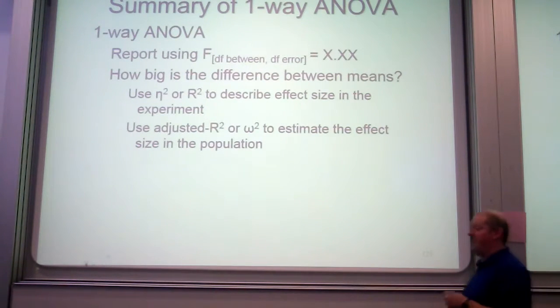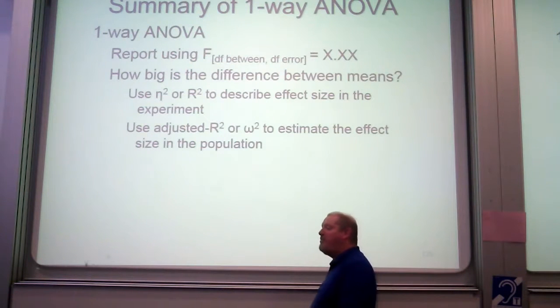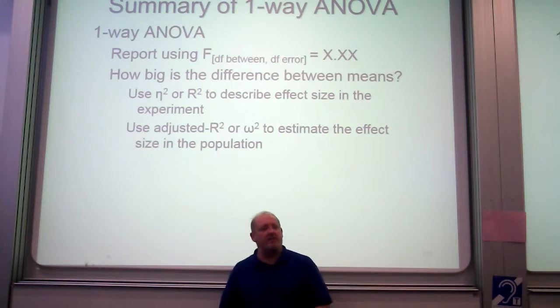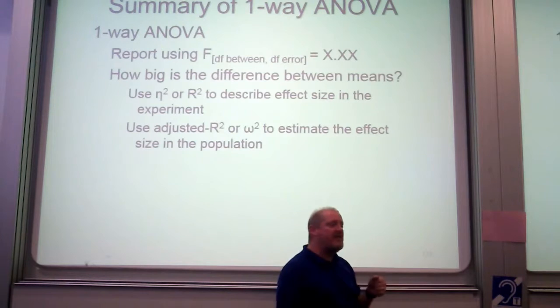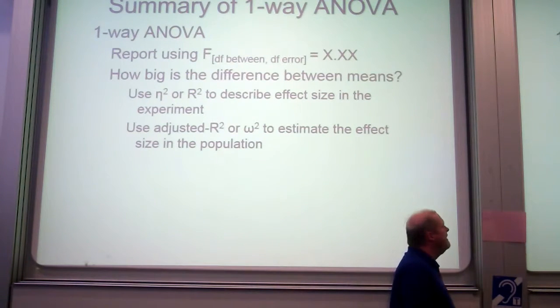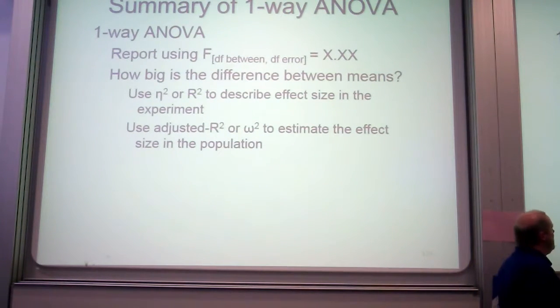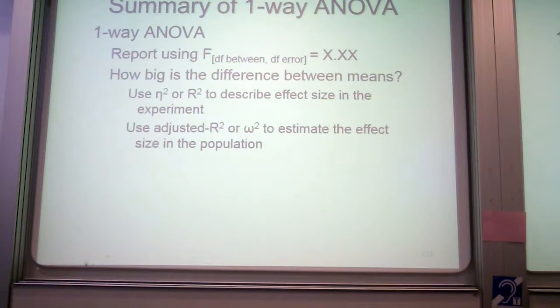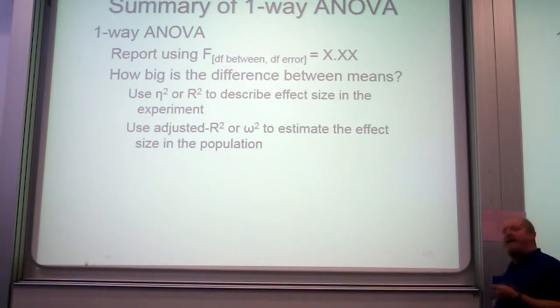How big is the difference? There'll be an associated p-value with that, of course. How big is the difference between the means? This is the effect size. This is the thing that sort of matters. Use eta squared or r squared to describe the effect size. There's another one in there, omega squared, which is another form of correction that can be used, or the adjusted r squared, for the effect size in the population.